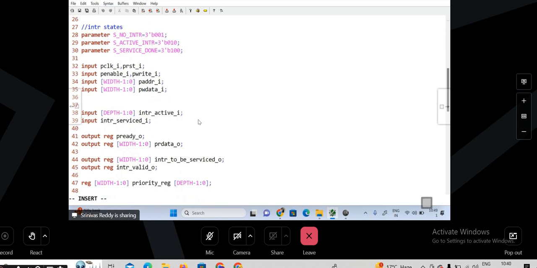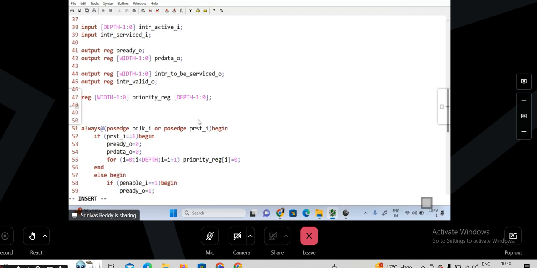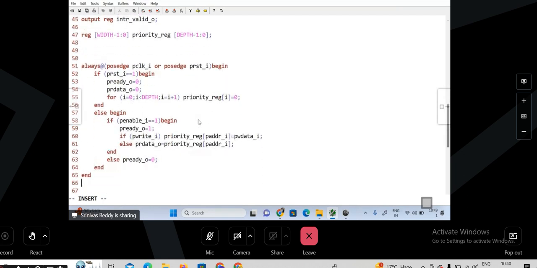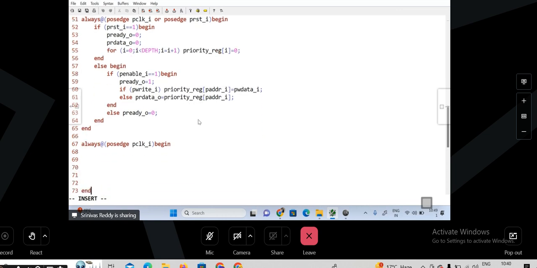Now I need to check, right? If interrupt active is not equal to 0, begin, correct? Begin. What is my next state? I should go to the next state, which is the service state with active interrupt. Active interrupt. Did you understand? So then end here.